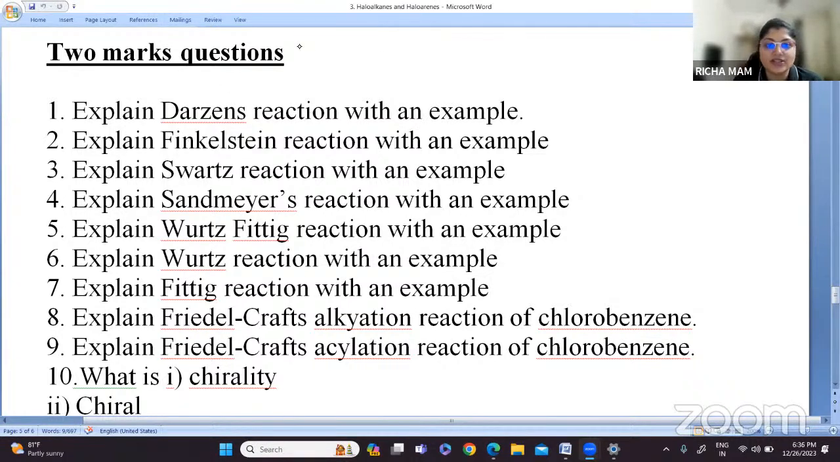Explain Finkelstein reaction with an example. So what is Finkelstein reaction? Finkelstein reactions are the best reactions for preparing iodoalkanes. So iodoalkanes can be prepared. How can they be prepared? They can be prepared by reacting alkyl chlorides or alkyl bromides with sodium iodide in the presence of dry acetone. In the presence of dry acetone, you get iodoalkane. So this is the statement.